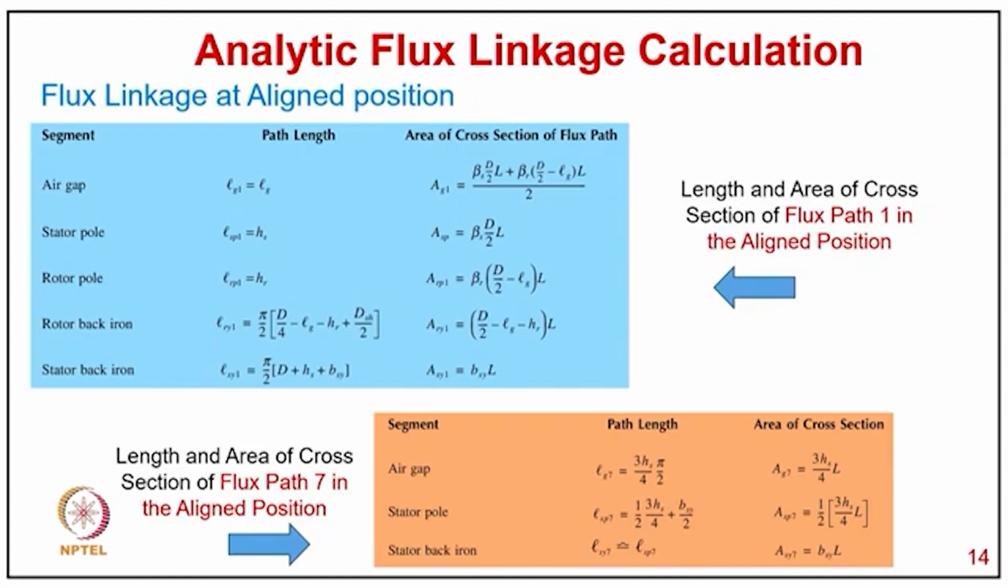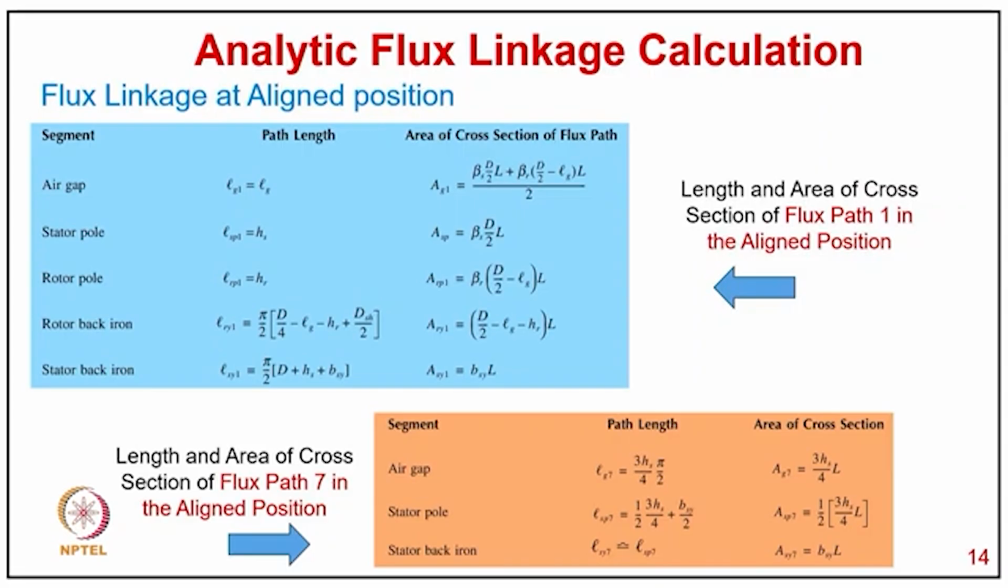And the back iron is LRY1, that is the yoke of the rotor. So that is pi by 2 in bracket D by 4 minus LG minus HR plus DS by 2, and the area corresponding to ARY1 equal to in bracket D by 2 minus LG minus HR into L. And the stator back iron, we can call it the stator yoke, that's LSY1, the length is pi by 2 in bracket D plus HS plus HSY, and the area ASY1 equal to BSY into L. So these are the calculations for path length, I mean the length of the magnetic circuit in different parts, and the cross-section area corresponding to this flux path 1.